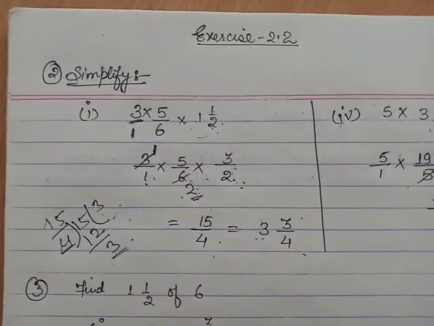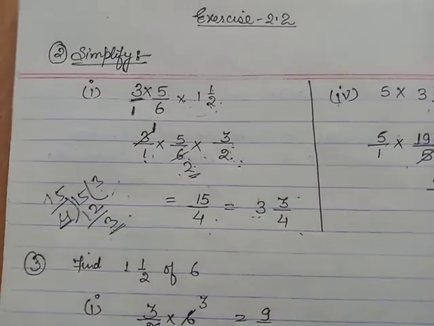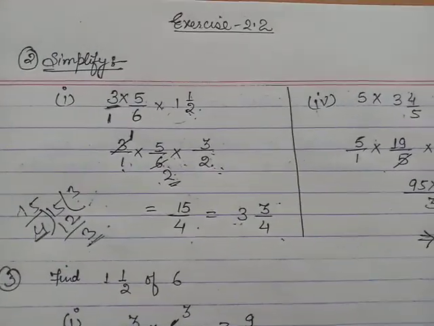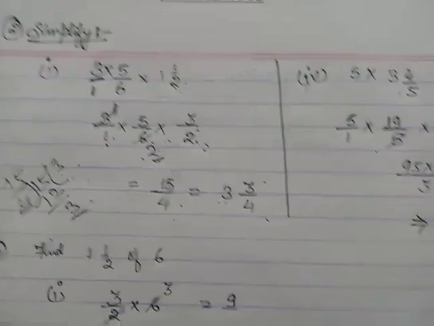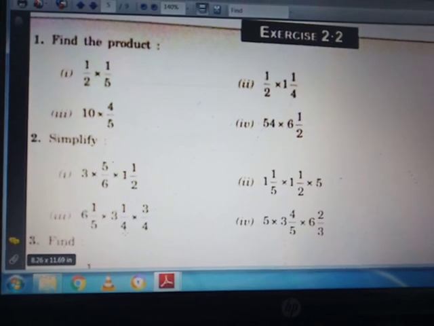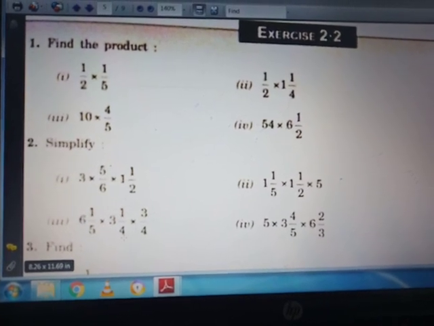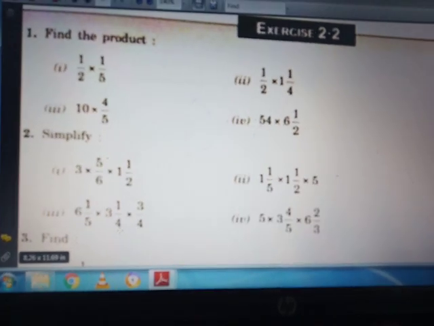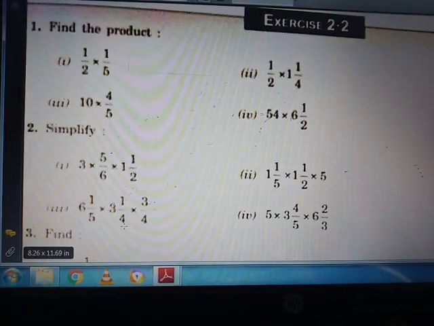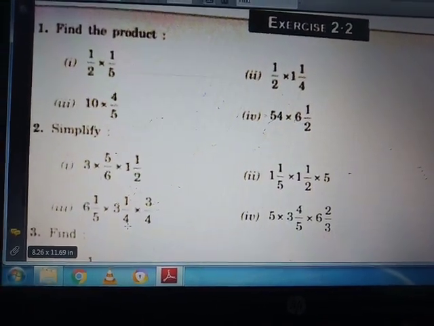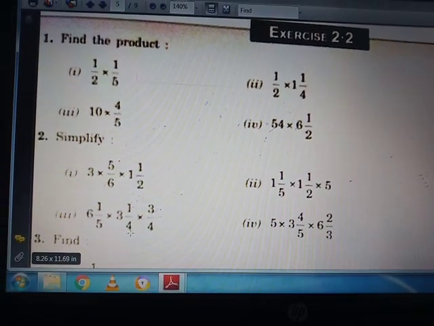Okay. So we will solve another part of this question, that is the fourth part. You can see here the fourth part of question number 2 is 5 multiplied by 3 whole 4/5 multiplied by 6 whole 2/3. We will solve this also.